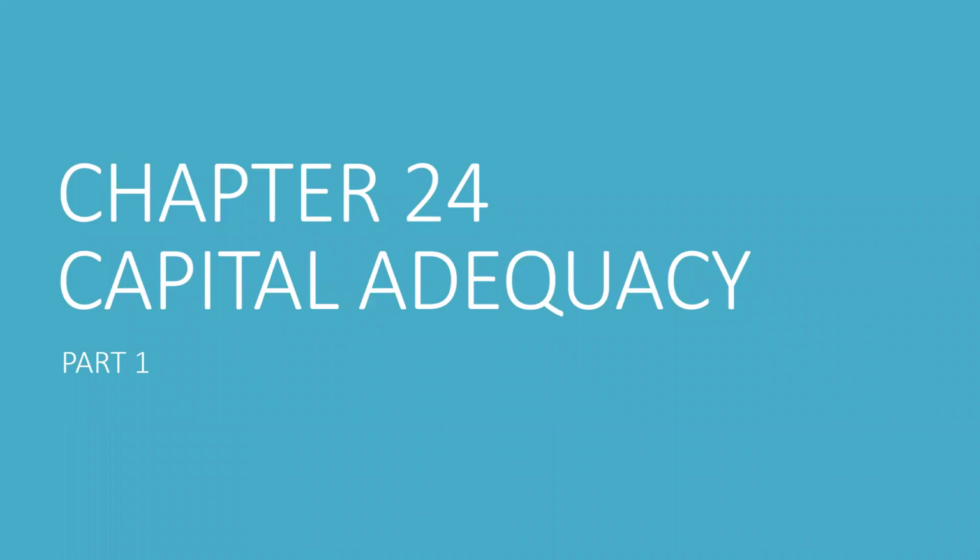Chapter number 24. We have to discuss this chapter in two parts. The chapter name is capital adequacy. In this session we have to discuss the BASEL norms, and basically BASEL 2.